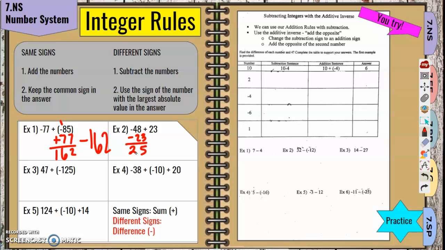Now I pick my sign. So the sign is the number with the largest absolute value. So the bigger number is 48. 48 is negative, so my answer is negative 25.